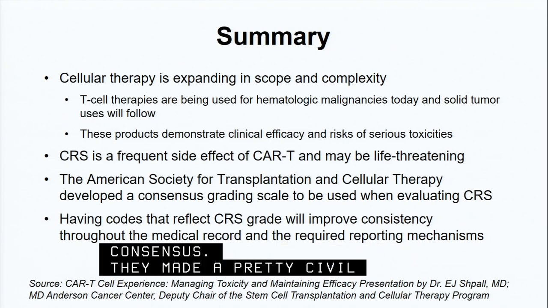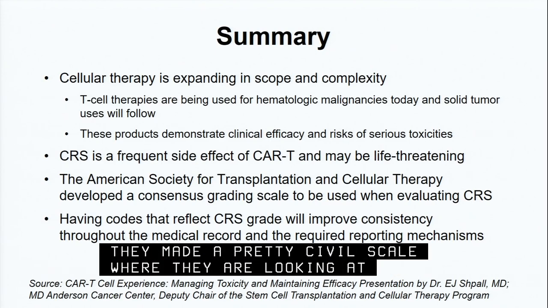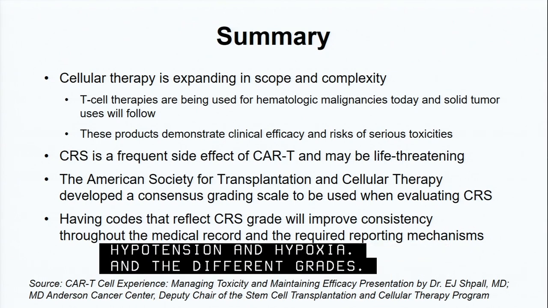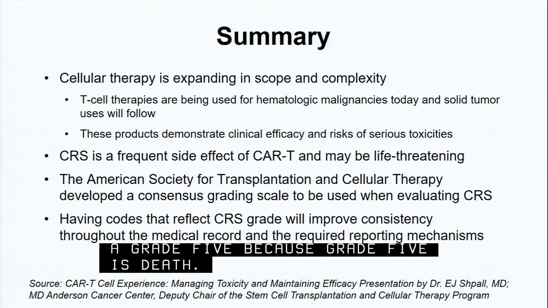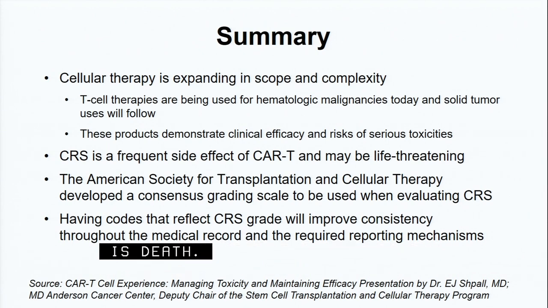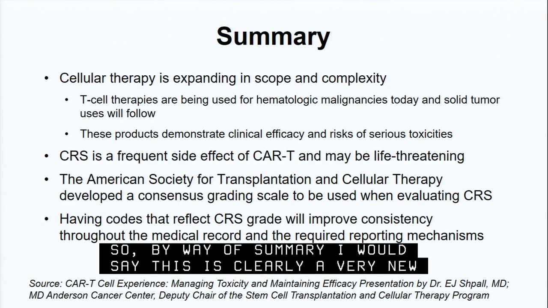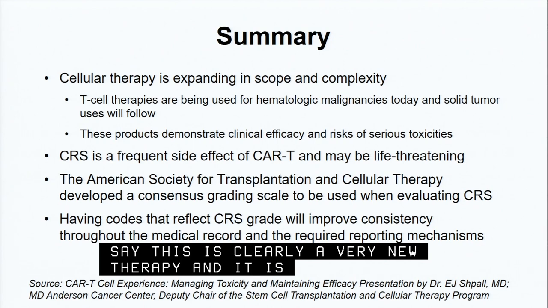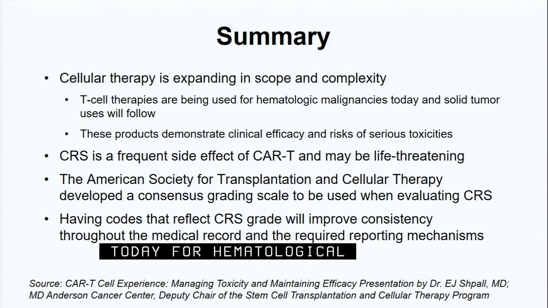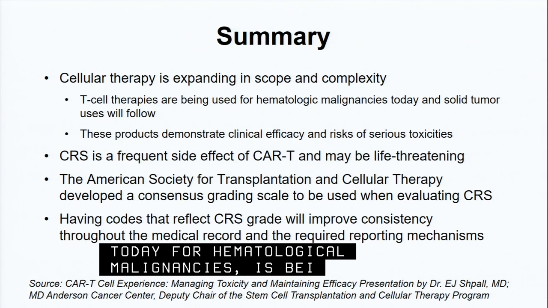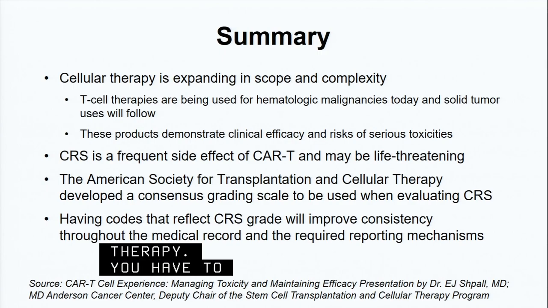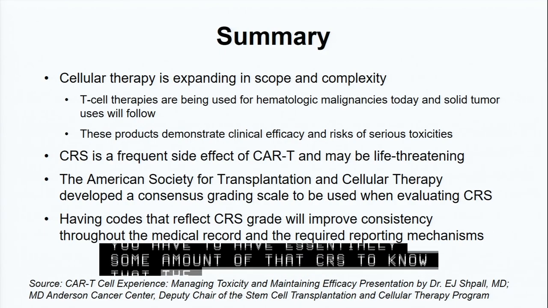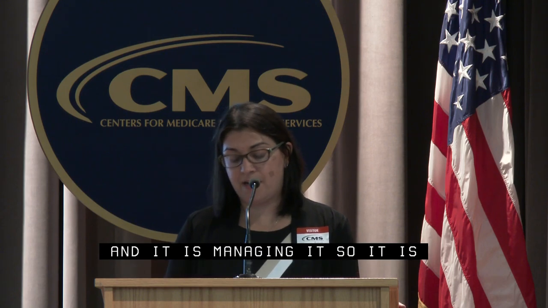So, by way of summary, I would just say that this is clearly a very new therapy, and it's being used today for hematological malignancies. It's being studied for solid tumor, and CRS is a very common side effect of the therapy. Like I said, you have to have essentially some amount of that CRS to know that the therapy's working, and that it's managing it so it doesn't affect the patient very, very negatively. So having codes to capture CRS would be very helpful for a whole host of reasons. The coding community has talked about wanting a way to capture this.